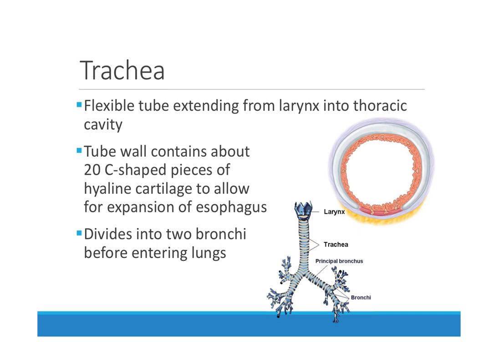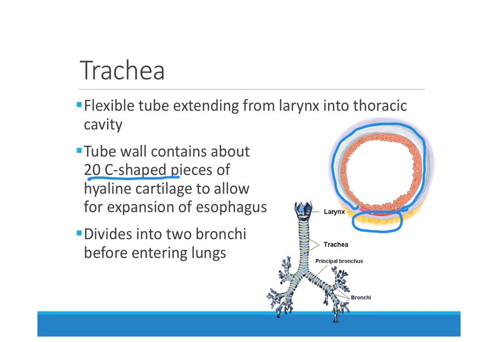So the trachea is a flexible tube that goes from the larynx, from the bottom of the voice box, into the thoracic cavity, made up of about 20 C-shaped pieces of cartilage. It's hyaline cartilage specifically. Here's the C shape looking at the trachea. And then this space in the back is not filled with cartilage because the esophagus sits right here.